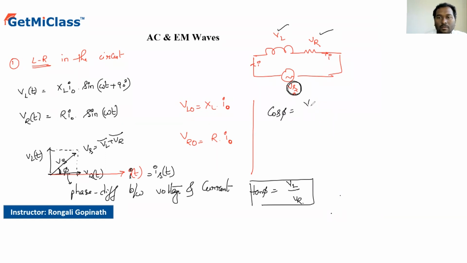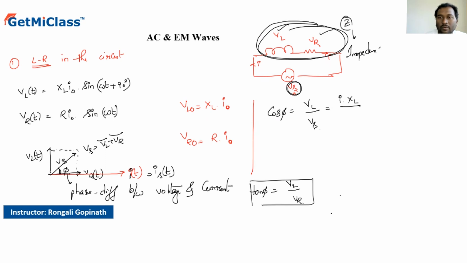Cos phi is equal to VL by Vs. Right? Now what is VL? VL is I into XL. Let's say the total resistance of this, we represent it with Z, also called the impedance of the circuit. It becomes I into Z, which is XL by Z.